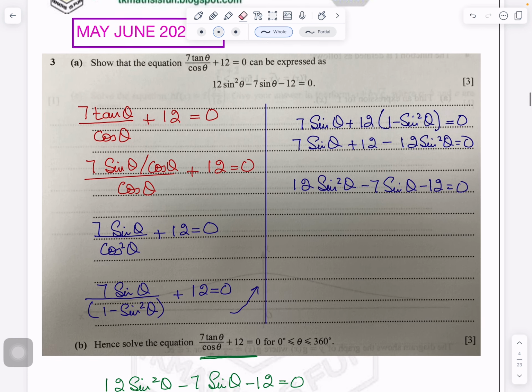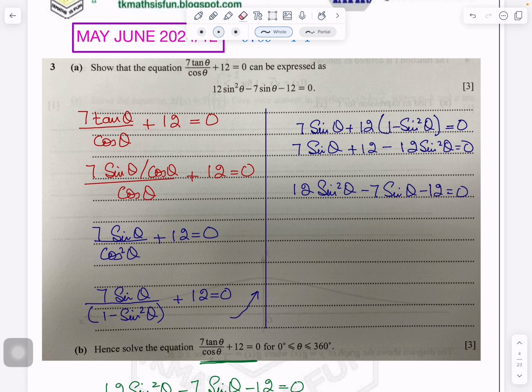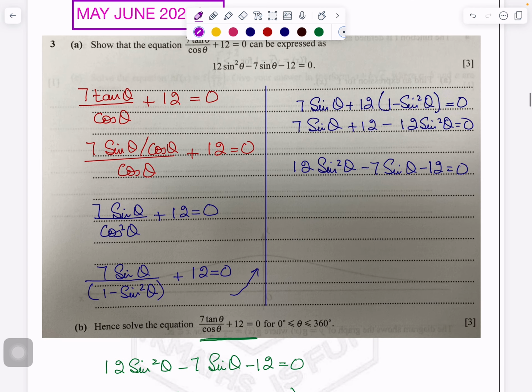Now let's see question number 3, which is show that the equation 7 tan theta divided by cos theta plus 12 equals 0 can be expressed in this form. So it's an easy question. You can see the steps here. I have just substituted tan theta by sin theta over cos theta, and after that algebraic manipulation. And then I applied the identity: cos squared theta is 1 minus sin squared theta, right?